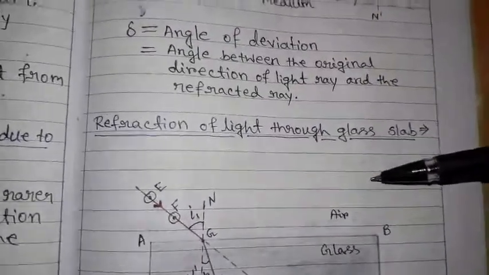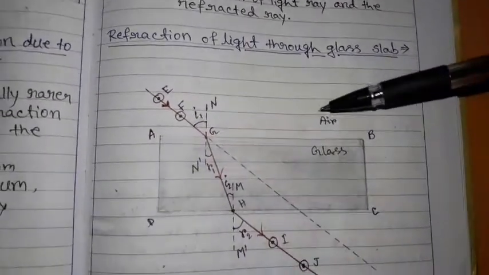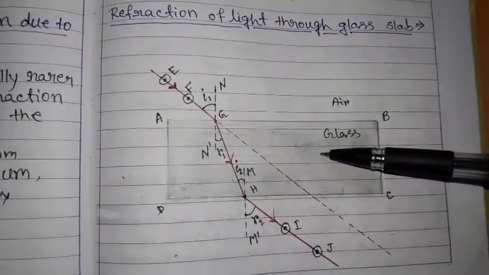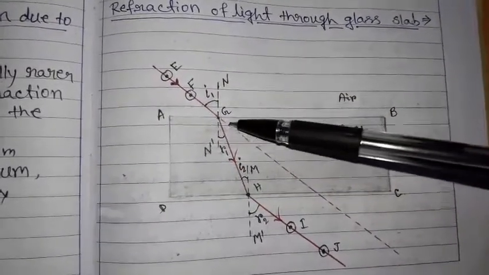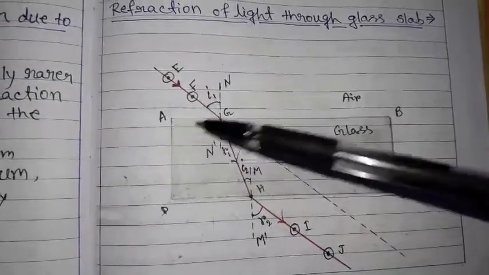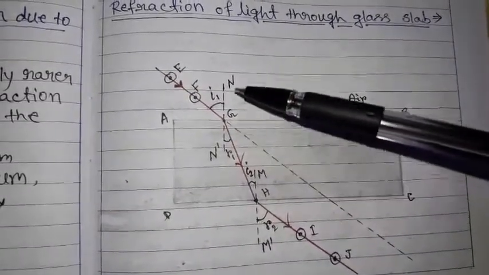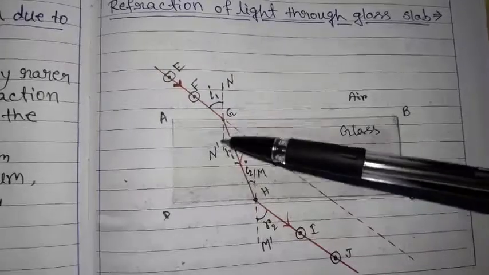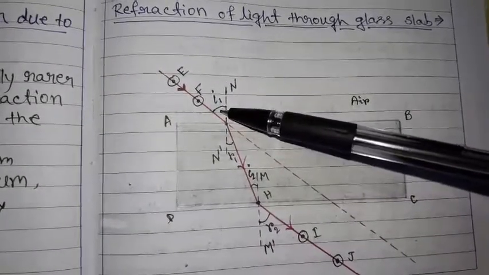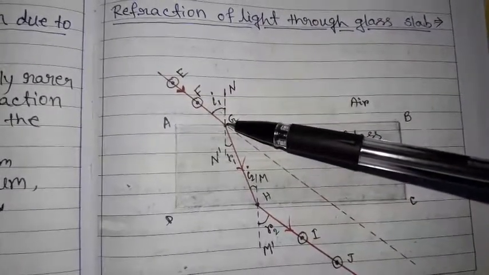Next topic, refraction of light through glass slab. This is a practical example for refraction of light. We put a thick glass slab on paper and we make outline of this glass slab with pencil. We mark it as A, B, C and D. Then we remove the glass slab and draw this normal N dash. Then we take a particular angle of incidence with protractor and draw this line which meet at the point G.